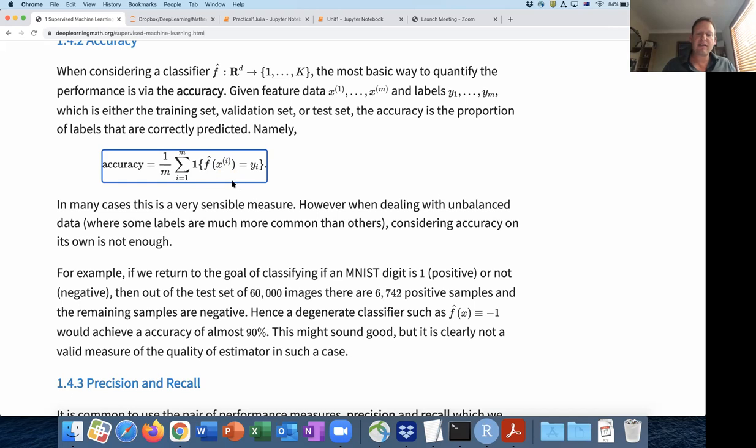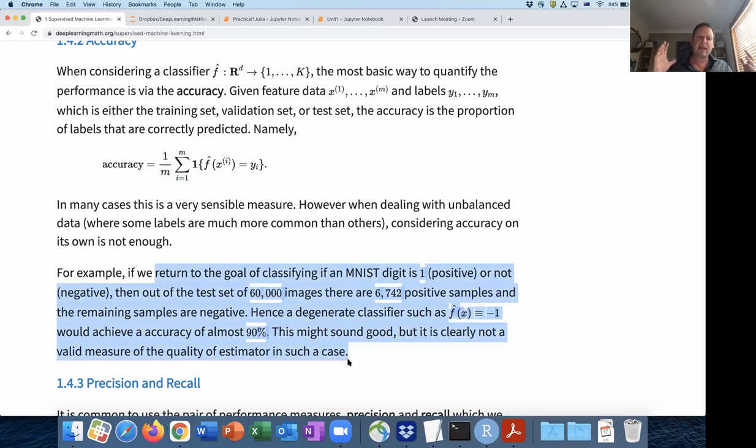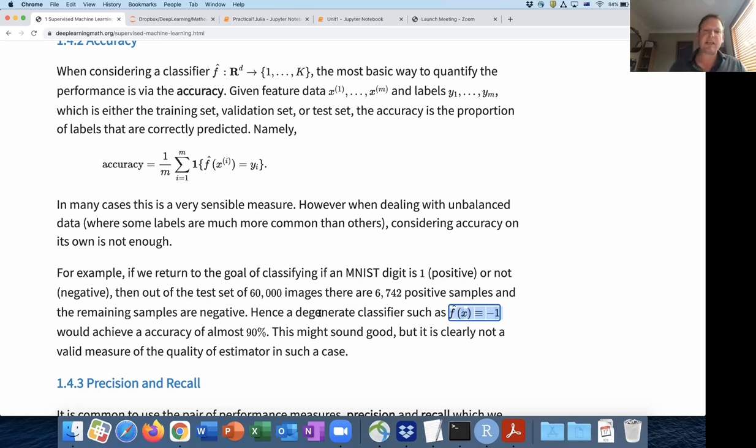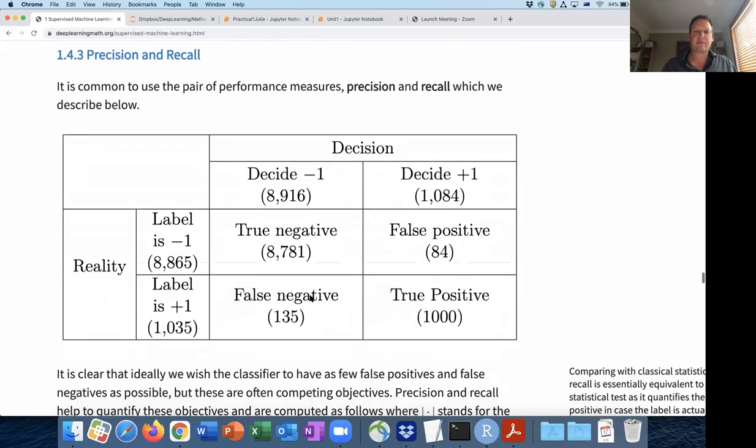All right. So we don't like this accuracy because, as the description here says, and you probably read this, the example we had here is not balanced. MNIST in its own right is balanced, but this example has only 6,742 positive samples, and the remaining 53,000 and a bit are negative samples. If you just had a very naive classifier that said negative one, I don't even want to look at X. Whatever X is, I'm just going to say it's negative one. You'll get an accuracy that's close to 90%. So we need other measures in this case.